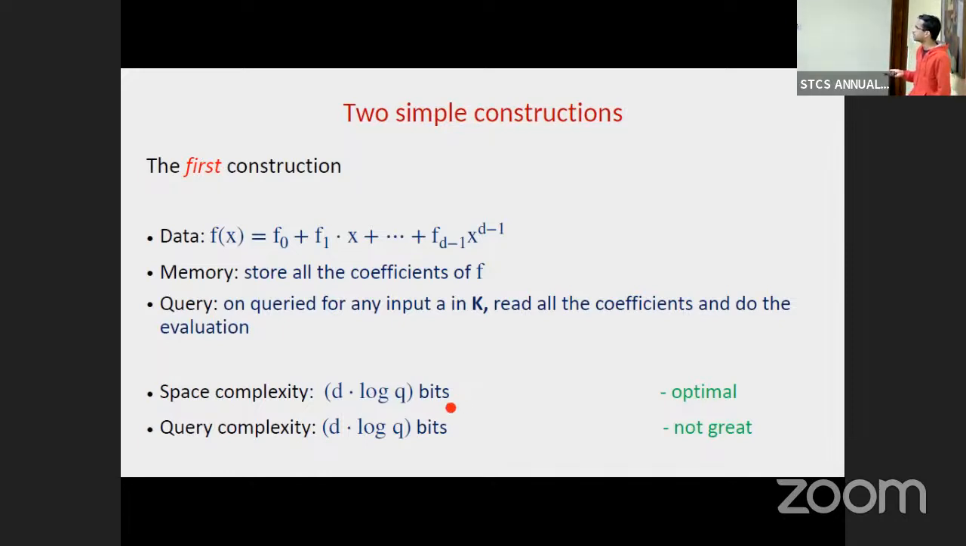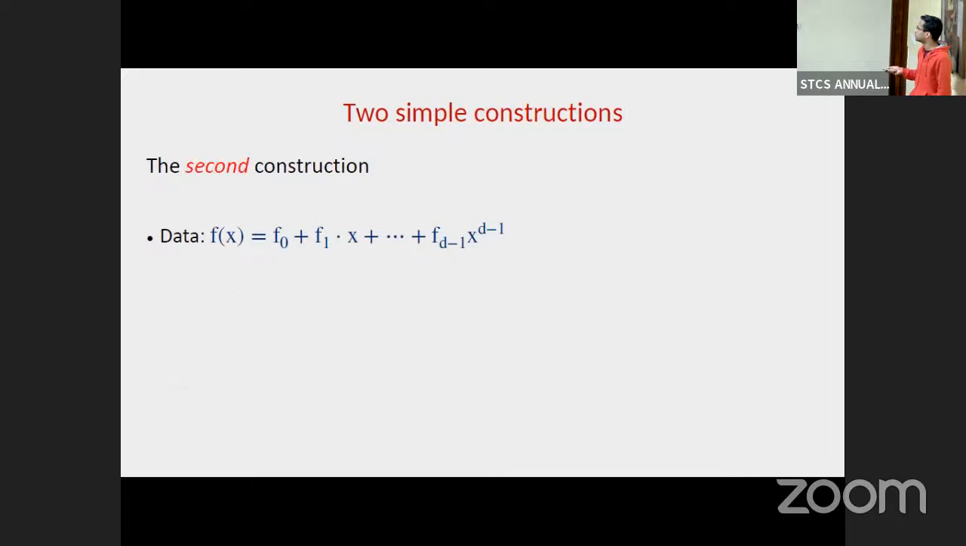The query complexity: f of a is a log q bit quantity, and the query complexity here is d times log q. So that sounds like a lot. The query complexity is not great. The space complexity is actually pretty good. It's the best we can hope for.